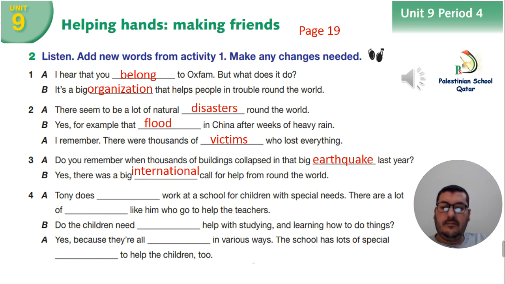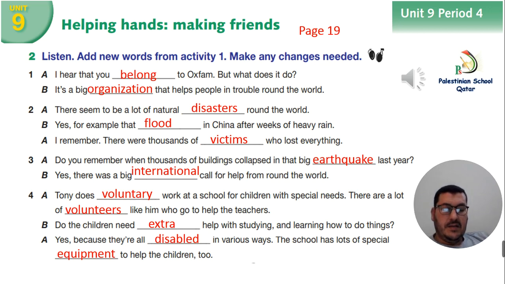4. Tony does voluntary work at a school for children with special needs. There are a lot of volunteers like him who go to help the teachers. Do the children need extra help with studying and learning how to do things? Yes, because they're all disabled in various ways. The school has lots of special equipment to help the children too.